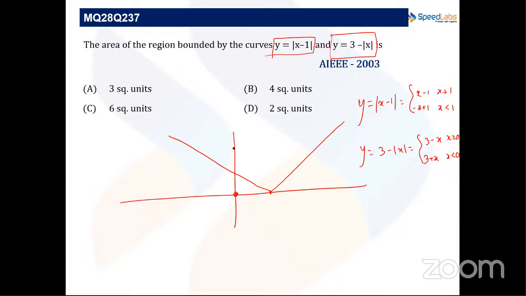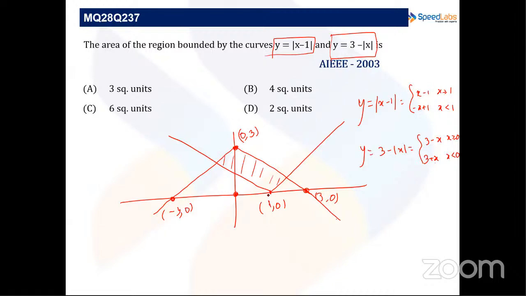y will be equals to 3, and slope is negative. This point was 1 comma 0. It will be like this, 3 comma 0, 0 comma 3, and here it will be this, minus 3 comma 0. So we have to find this area bounded between these two.